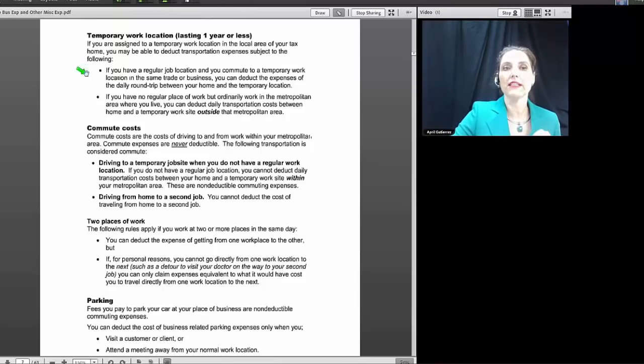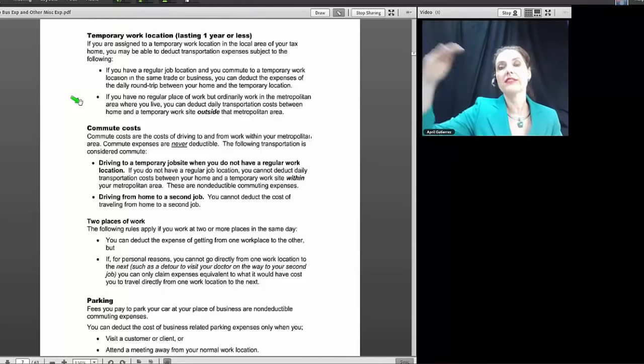The rule is that if you have a regular work location and you commute to a temporary work location, then you can deduct the mileage to that temporary work location. But if you have no regular place that you work inside your normal metropolitan area, you are not allowed to deduct mileage that you have from your home to all of these temporary locations inside your metropolitan area. But if you are given a job site outside of your metropolitan area, then that becomes deductible.